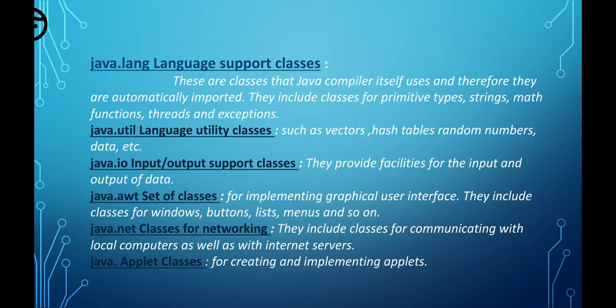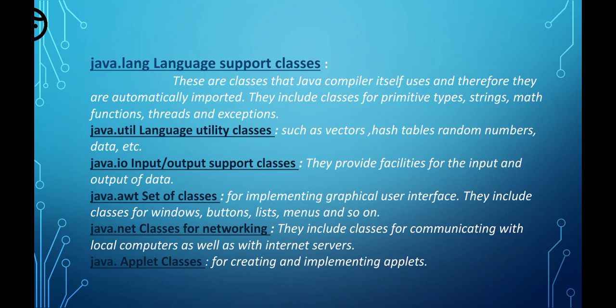Next, coming to java.util classes. It comes under mathematical computations. If a programmer belongs to the mathematical field, he uses vectors, hash tables and many functions on numbers, so he uses the java.util package. Whereas java.io support classes provide facilities for input-output of data. So this is another kind of package.